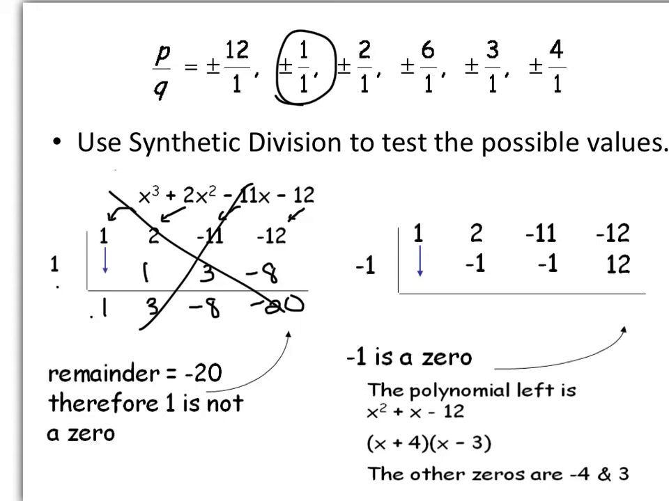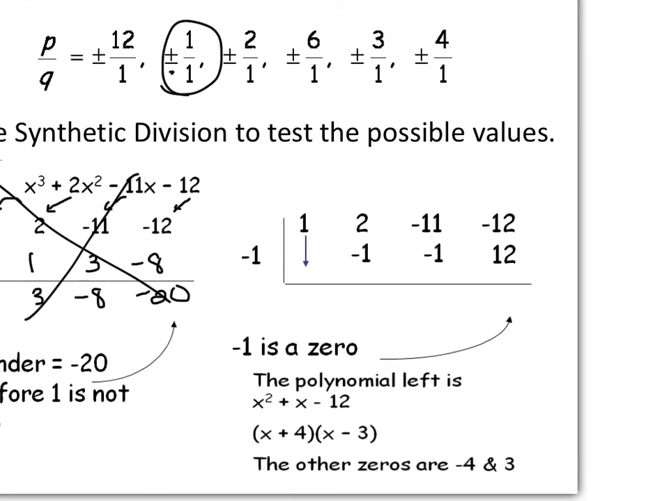So then the other option here is the negative 1. So now we're going to try negative 1. So I'm going to bring the 1 down. Negative 1 times 1 is negative 1, add. Negative 1 times 1 is negative 1, add. Negative 1 times negative 12 is positive 12, 0. So now that we have a 0, we don't have to mess with those rational zeros anymore, because what we have left, we can actually factor.